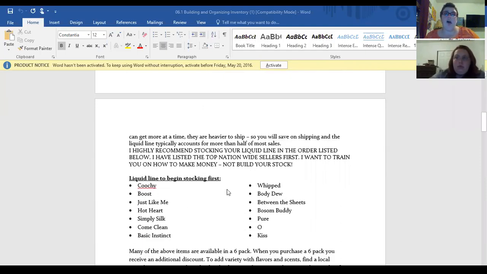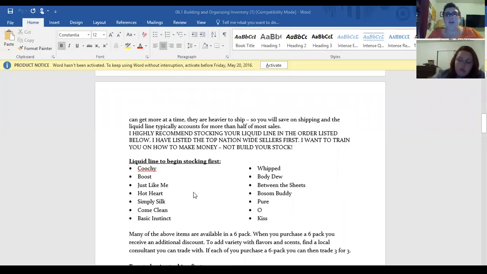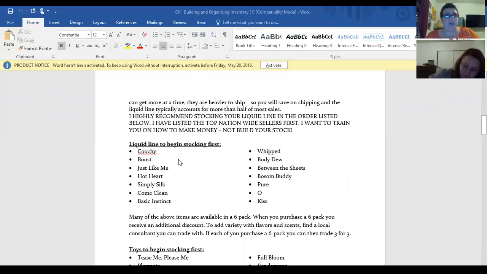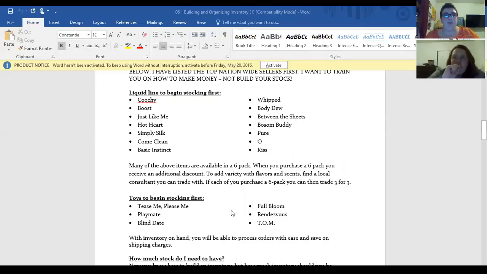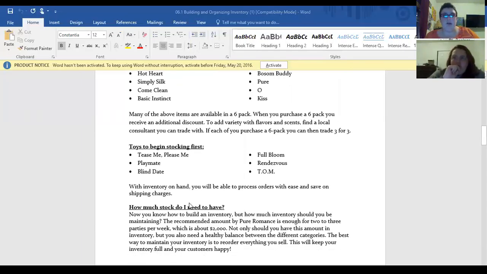The things that you should stock up on first should be your heavier items, and things that you can get in a 6-pack, like Coochie or Just Like Me or the Hot Hearts, things that are heavier. Obviously, you would want to stock like Coochie or Hot Hearts first versus like O. And then it's just some of the toys that you could stock up on first.